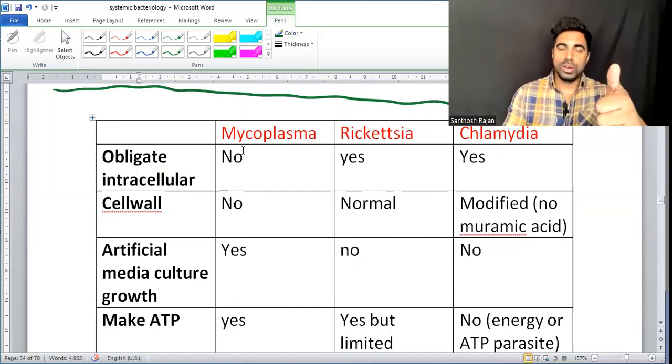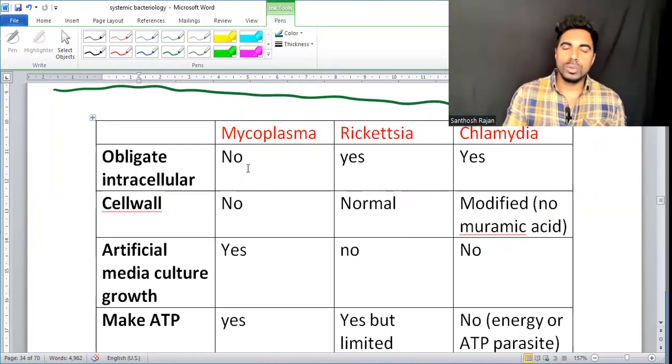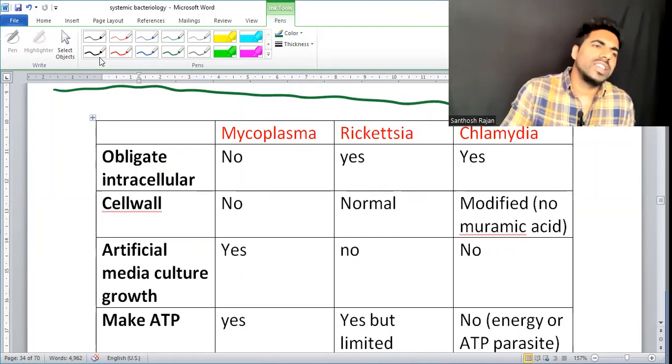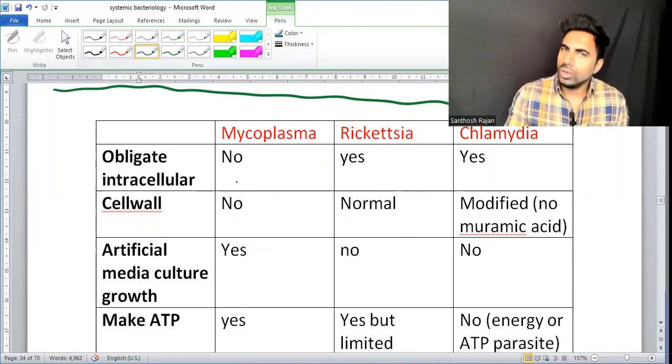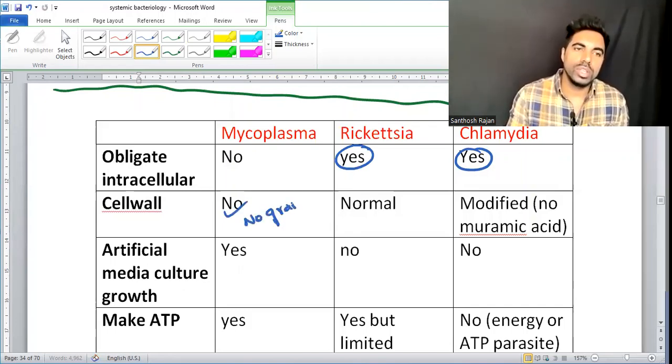M for mycobacterium TB is done, other mycobacteria are done, mycobacterium leprae also over here. Now we're going to talk about another M, mycoplasma, which is very easy and sweet, and definitely no one is going to make a mistake. Mycoplasma is obligate intracellular? No, it's not. Rickettsia and chlamydia are, they live like a virus. Mycoplasma has no cell wall. No gram stain, because there is no cell wall.